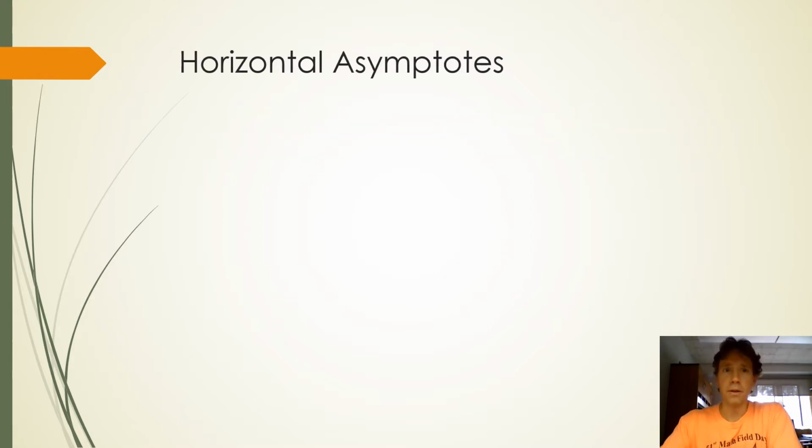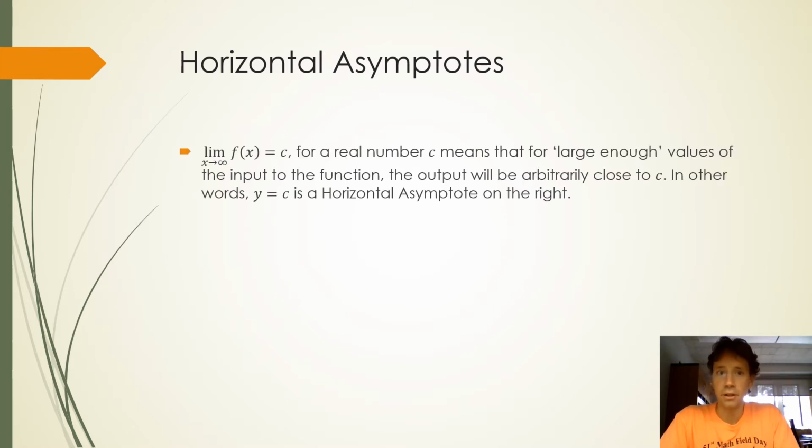Okay, the first way we're going to use infinity is as a new way to describe horizontal asymptotes, and you've seen this in the previous lecture. If you see limit as x approaches infinity of f of x equals c, and c is a real number, then this means that for large enough values of the input to the function, the output will be close to c. How large is large enough? How close is arbitrarily close? Again, these things do have precise meaning. We can just take it to mean as close as you want it to be. In other words, y equals c is a horizontal asymptote on the right.